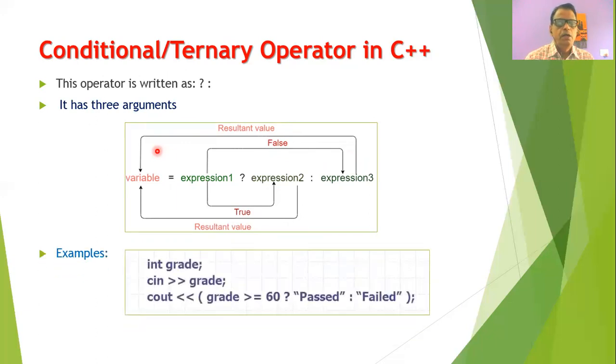So for example, if I write a small code where we are inputting the grade and then checking the value of the grade. If the grade is greater than or equal to 60, then we are declaring the result as passed. Otherwise, we are declaring the result as failed.